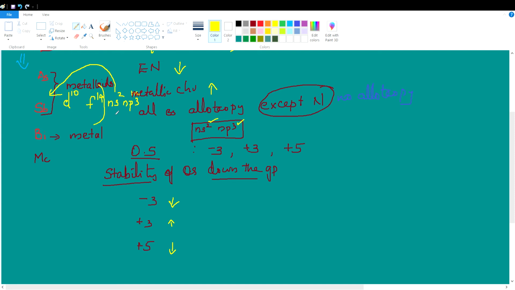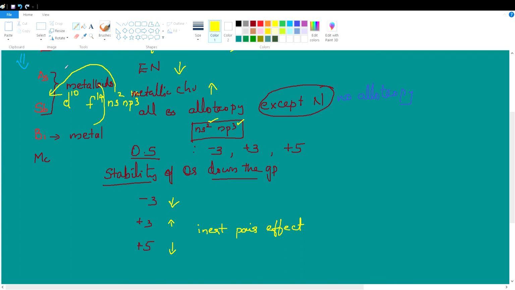This reluctance of valence s electrons not to take part in bonding is called the inert pair effect. Because of poor shielding of d and f electrons, ns electrons remain inert. This is called the inert pair effect. Valence shell s electrons are not involved in bonding. They remain inert. Why are they inert?